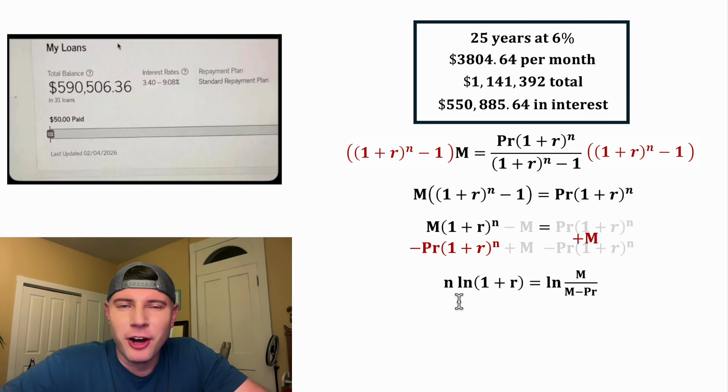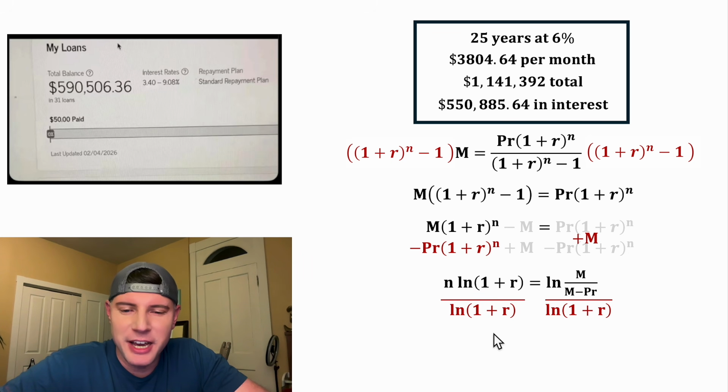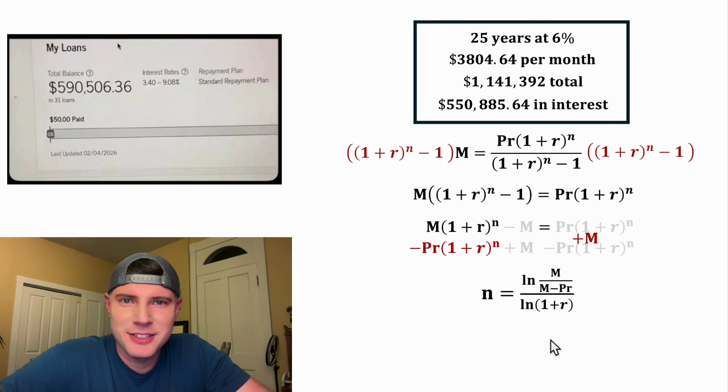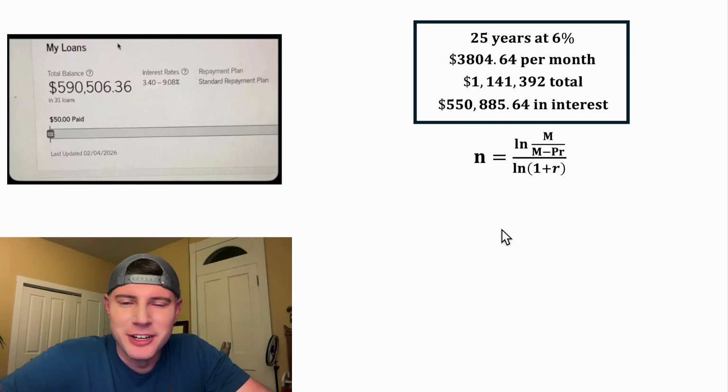And now to get the N all by itself, we can divide both sides by the natural log of 1 plus R. On the left-hand side, these are going to cancel each other out. And on the right-hand side, we have all of this. Now we have the value for N, which is the number of months.